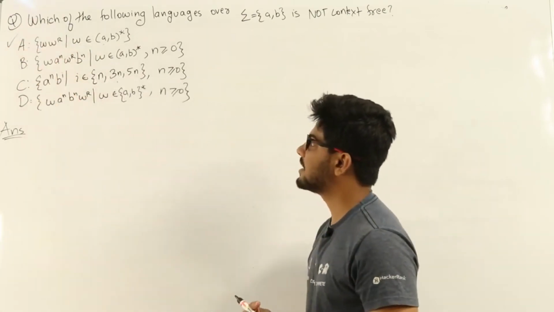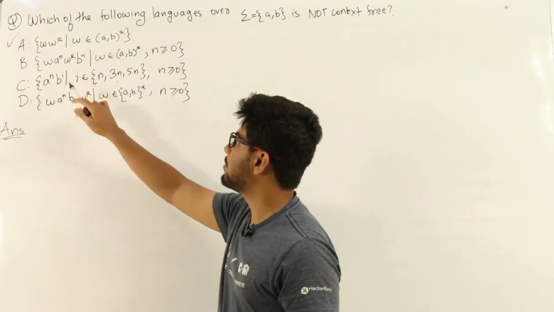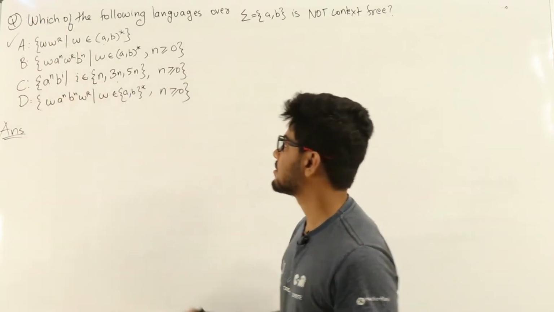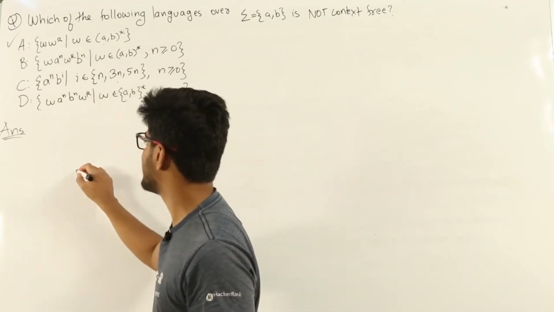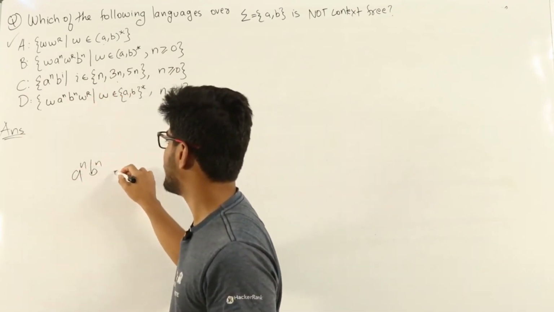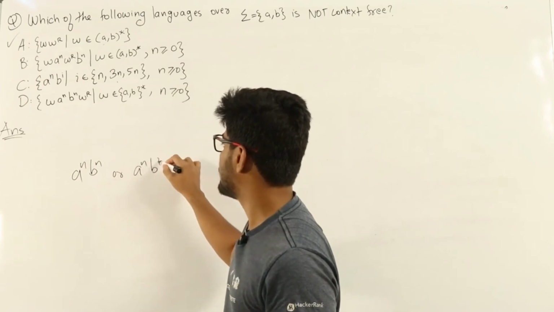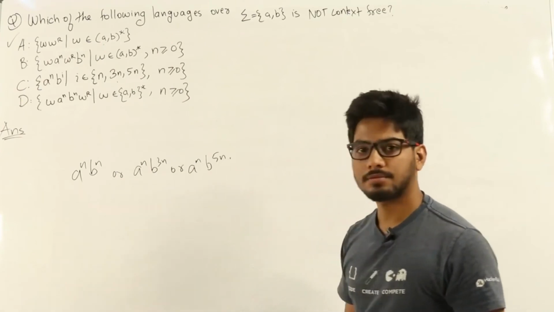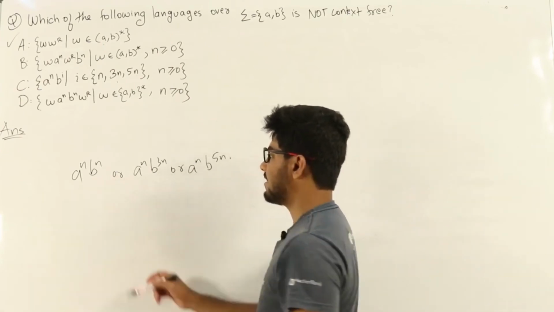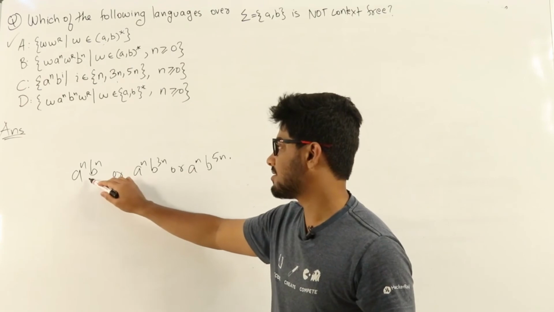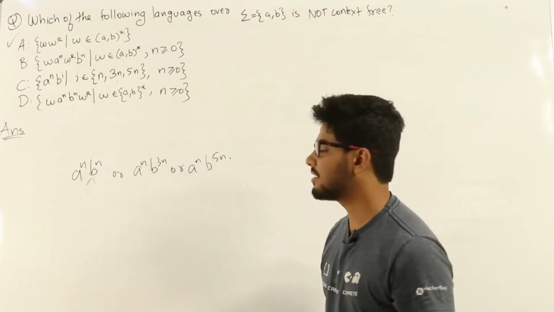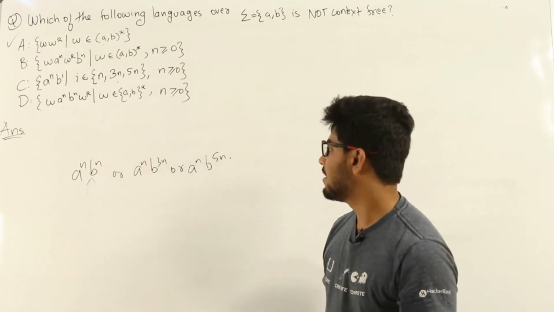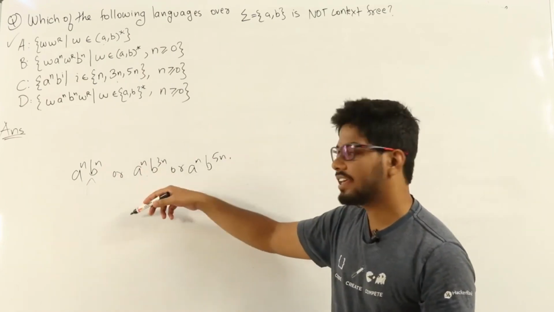Now look at option C, that says a^n b^i, such that i belongs to {n, 3n, 5n}. So this is nothing but accepting the language a^n b^n, or a^n b^3n, or a^n b^5n. Now we can create push down automatas for either of these, a^n b^n. We can easily push all the a's, and then when we see b's, pop off each a for each b. Or this also we can do by pushing 3 a's.